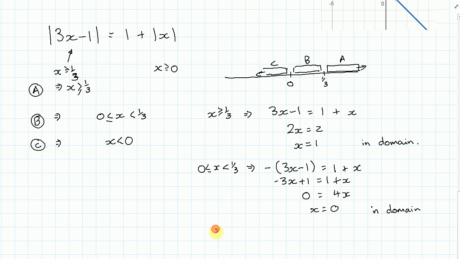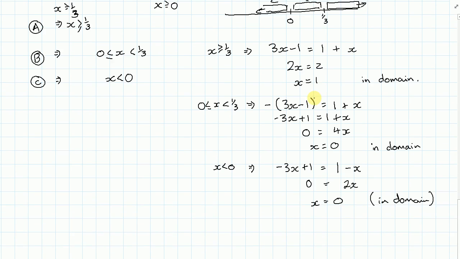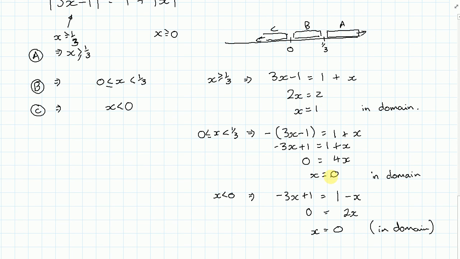And in the last region, when x is less than 0, both moduluses are doing their job, they're both flipping the sign. So we get minus 3x plus 1 is equal to 1, and now flipping the sign on the x, minus x. Rearrange them and we get 2x equals 0. So again, we get the answer when x equals 0. And that's sort of in domain or not, it depends how we defined our equals signs, but both of these agree on one solution.